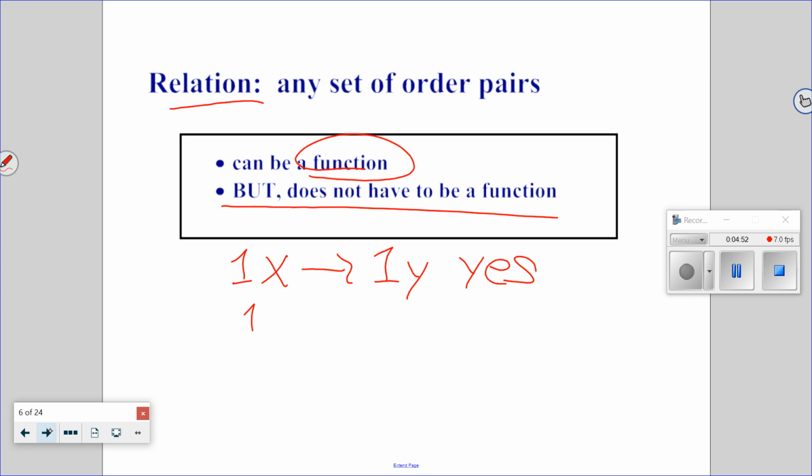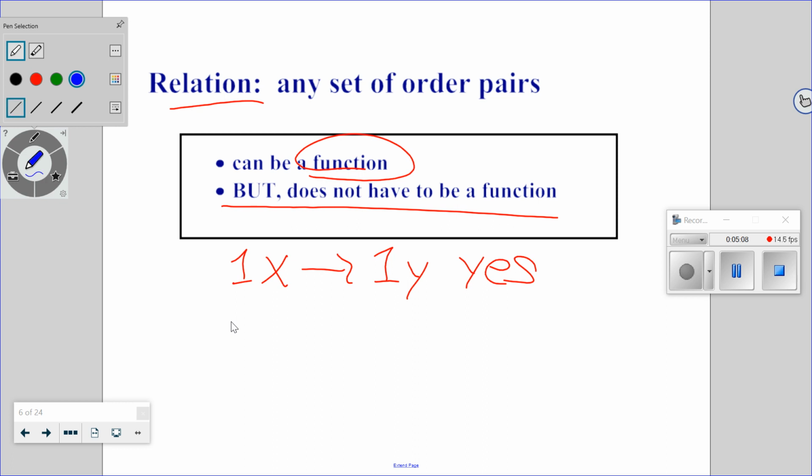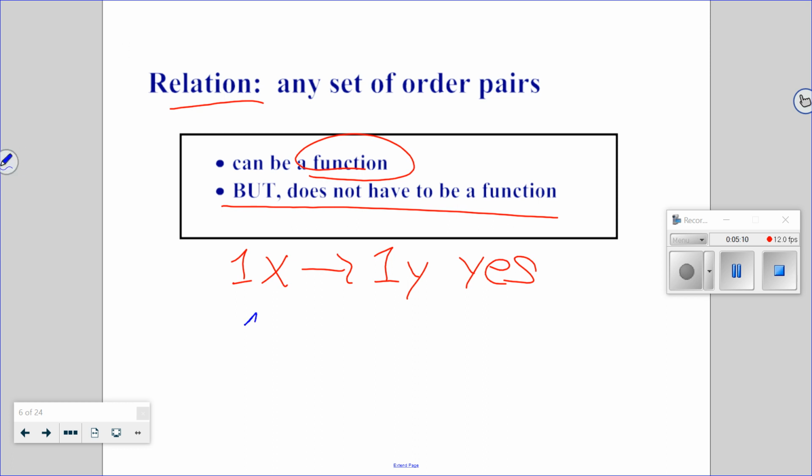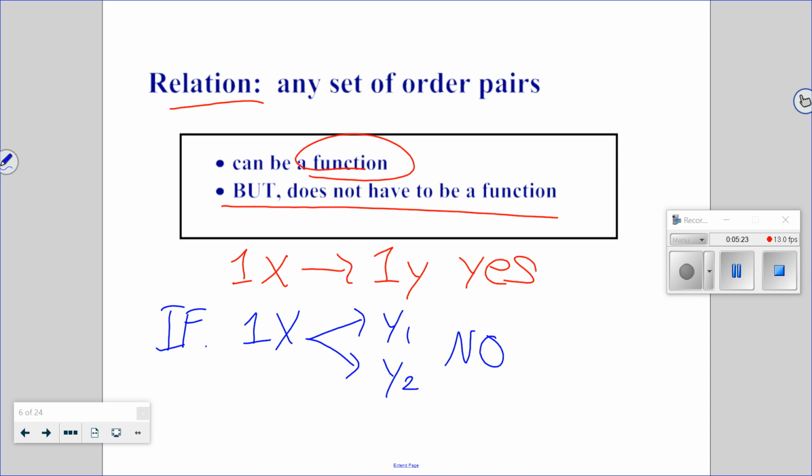Any set of ordered pairs is a relation. It can be a function, it doesn't have to be. If for every x there's one y, then yes it is. The opposite is if for one x we have two y's, we have a fork. Then no, it's not a function.